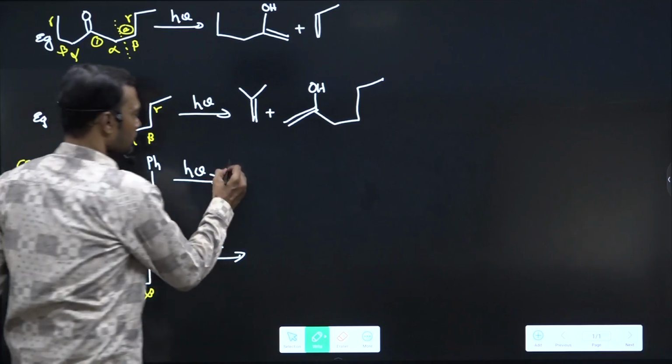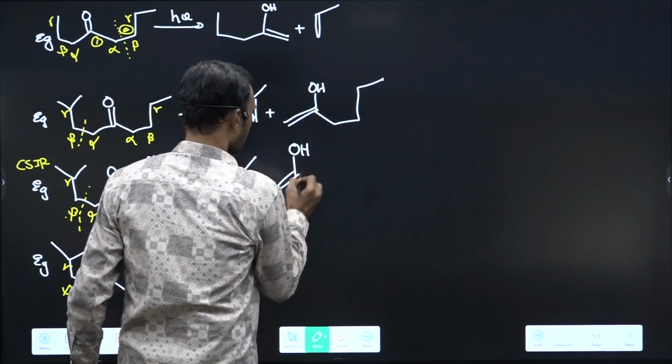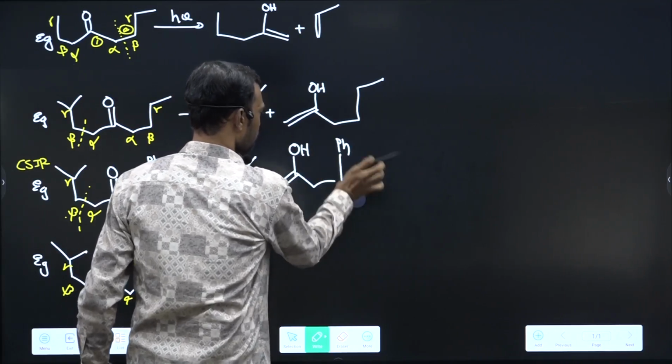So what is your answer? Here this is double bond. Here double bond OH. Here alpha, beta, and this is Ph.